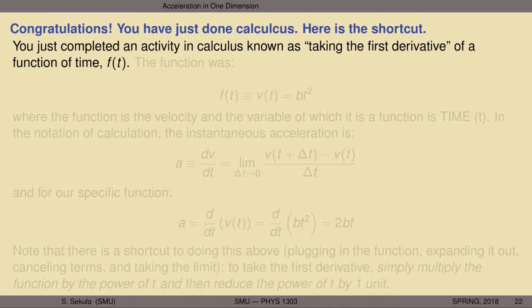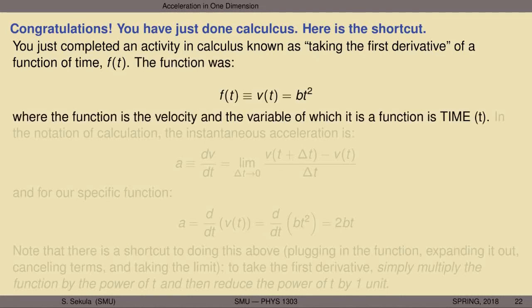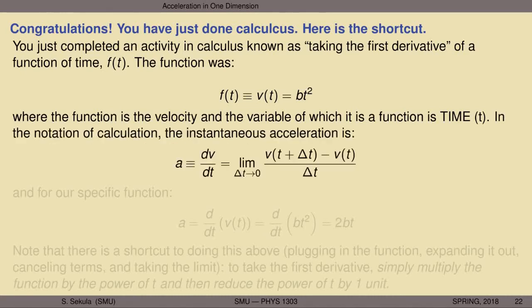What was the function of time that we took the first derivative of? Well, f of t was v of t, and v of t was bt squared. So our function is the velocity, and the variable of which it is a function is time. So when we took the derivative, that is when we took the limit of the average acceleration for the case that delta t goes to zero, in the language of calculus, we were taking the derivative of the velocity with respect to time. That's what this quantity really represents.